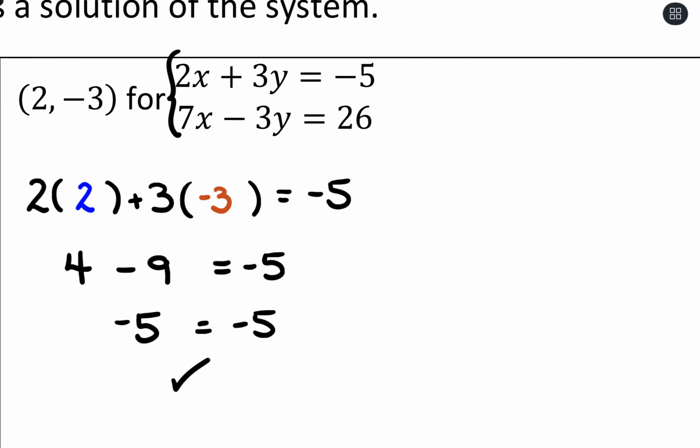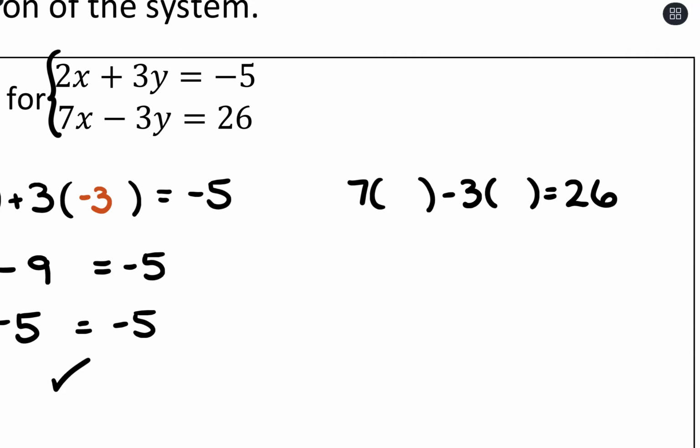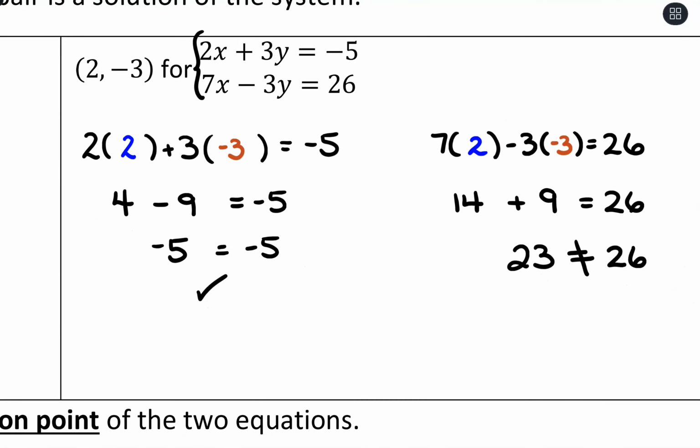So we've got one solution. Now we try it for the other, where we have 7 times x minus 3 times y equals 26. And we're plugging in x equals 2, y equals -3. So we have 14 plus 9, and that's going to be a 23, which does not equal 26. So while (2, -3) is a solution to one of the equations, (2, -3) is not a solution to the system of equations, because it failed one of them.